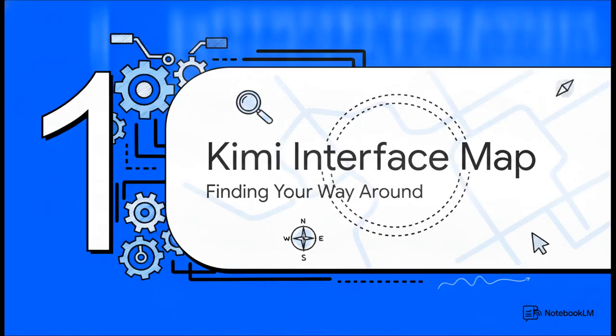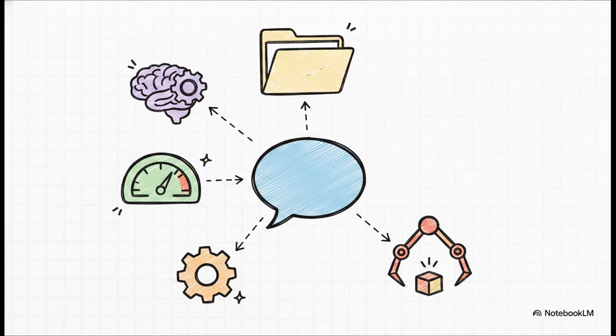Okay, first up, the Kimi interface map and finding your way around. Before you direct a team, you kind of need to know the controls, right? So almost everything we'll talk about today happens right inside the primary terminal, which is Kimi Chat. But the ecosystem goes a lot deeper than that.